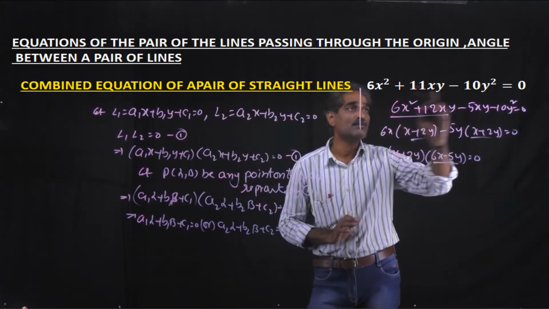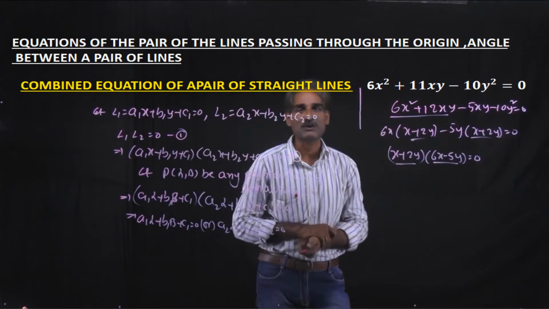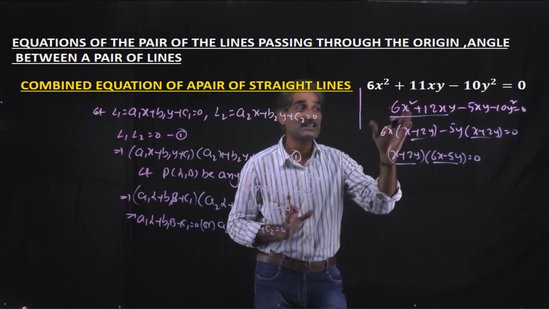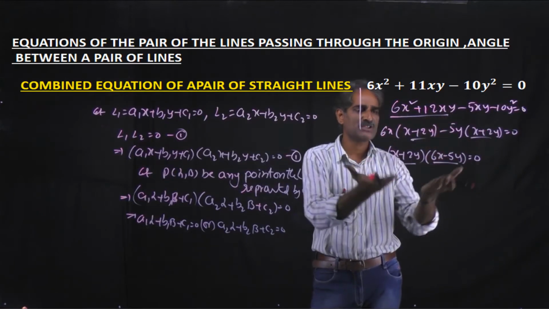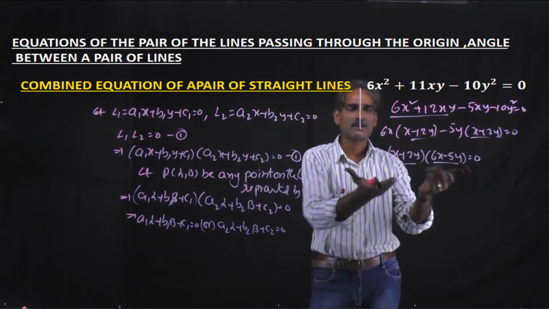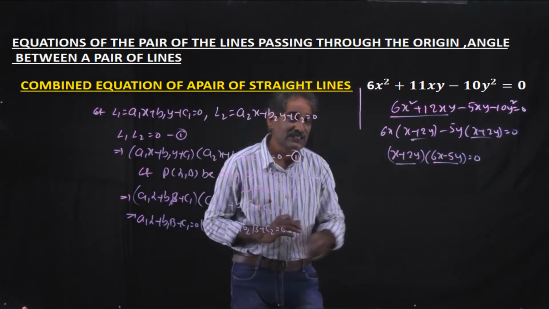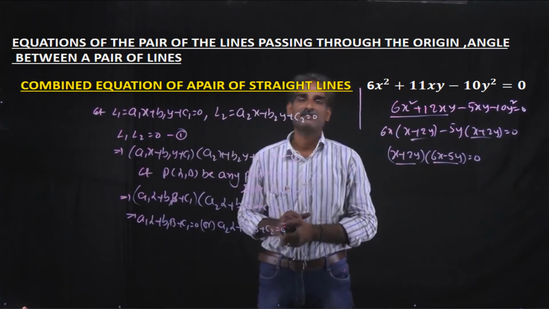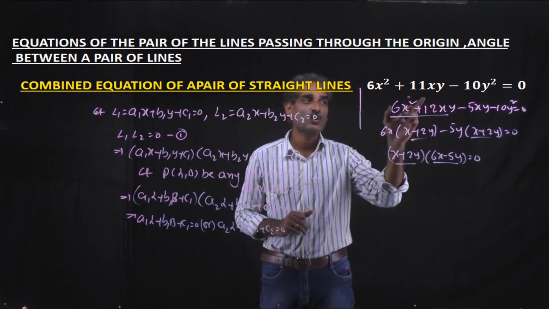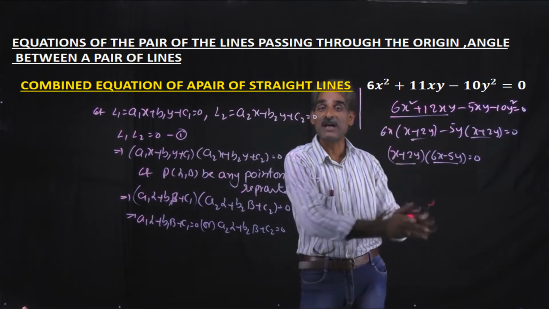Understand? But all the three terms have second degree terms. Homogeneous second degree equation. A homogeneous second degree equation represents two lines. We just split this homogeneous equation into two lines. But here there is no constant term in both the equations. It means it represents two lines passing through origin. Understand? A homogeneous second degree equation represents two lines passing through origin.